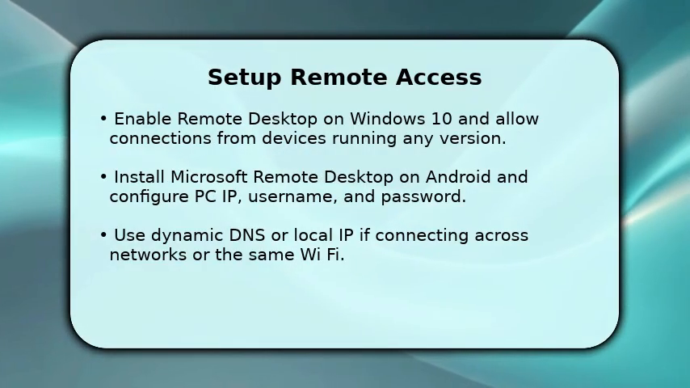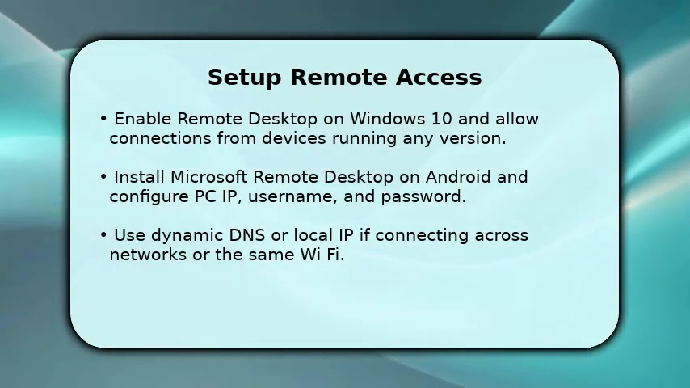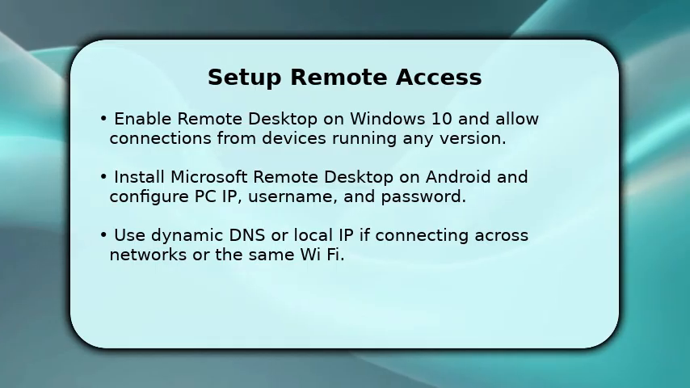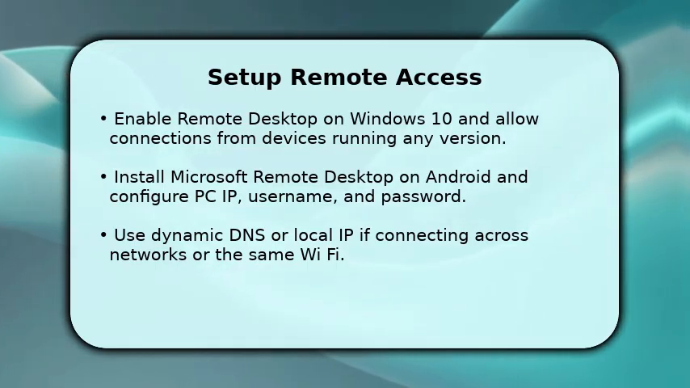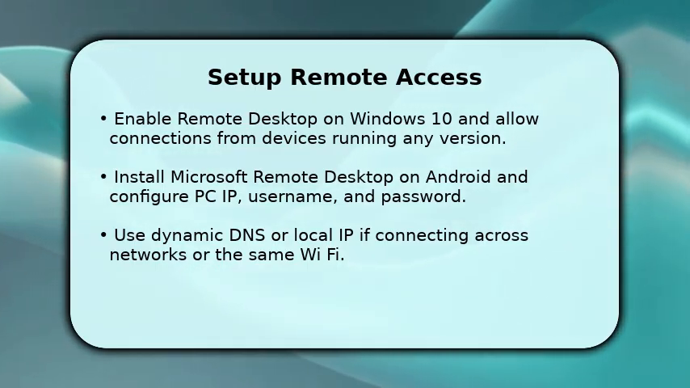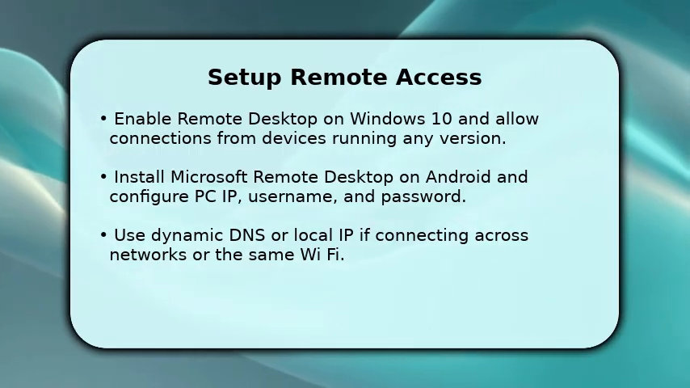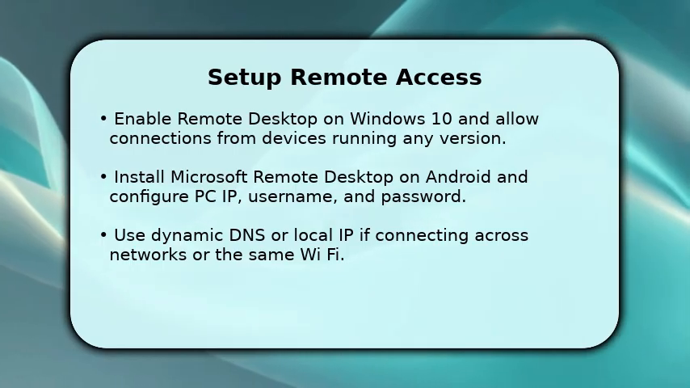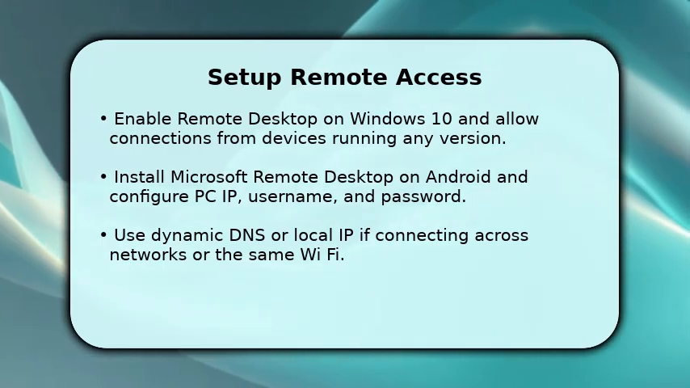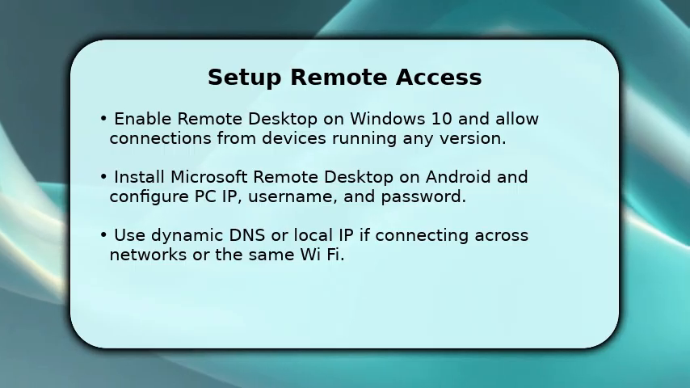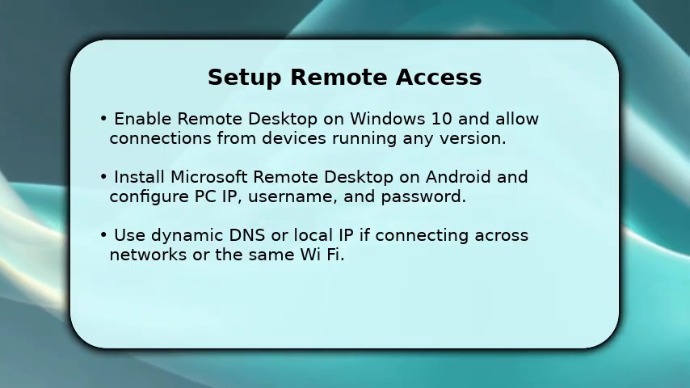First, enable remote access on your Windows 10 PC through System Properties. Open Settings, navigate to Remote Desktop, and toggle Enable Remote Desktop on. Select Network Level Authentication if your network supports it and allow required firewall exceptions. Note your PC local IP address or set up dynamic DNS for remote access across networks.